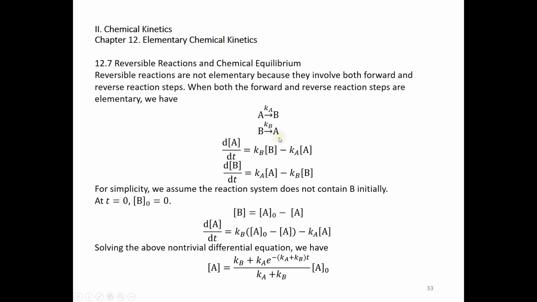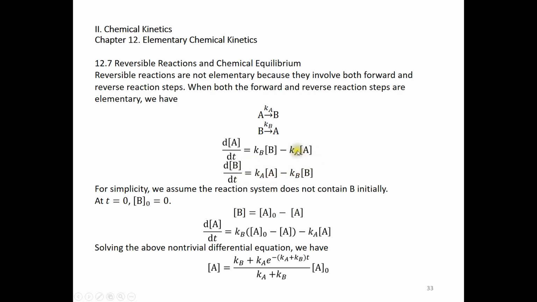What about dB/dt? Well, B is consumed in the second step with k_B[B] as the reaction rate, and B is produced in the first step with a rate of k_A[A]. Therefore, dB/dt is k_A[A] minus k_B[B].